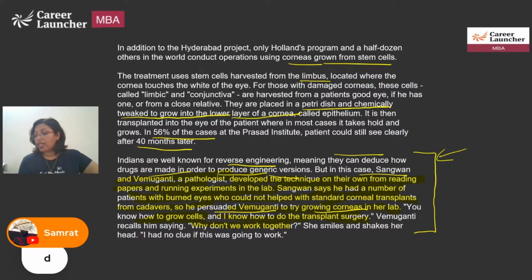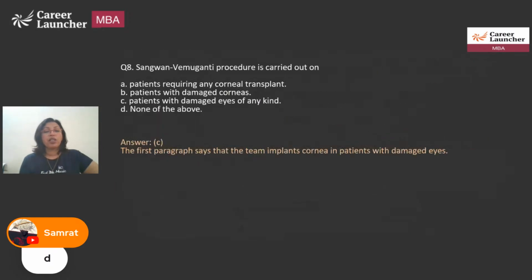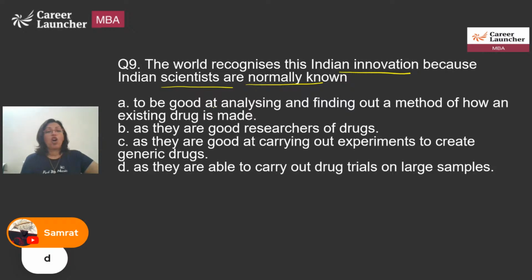Okay, so let's take a look at our options. Option number one says they are normally known to be good at analyzing and finding out a method of how an existing drug is made. Yes, the passage said that. They're good researchers of drugs? No, they're not good researchers. They're good copycats. So not B. They're good at carrying out experiments to create generic drugs? Again, they're not good at carrying out experiments. They're good at copying. They're able to carry out drug trials is not even mentioned in the passage. So the correct answer here is going to be option number A, that they were good at analyzing and finding out a method of how an existing drug is made.